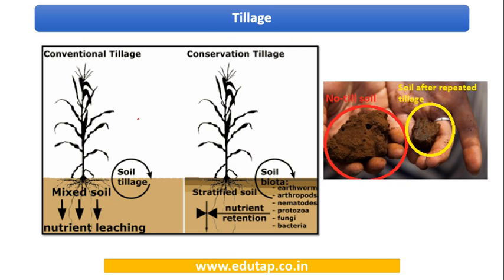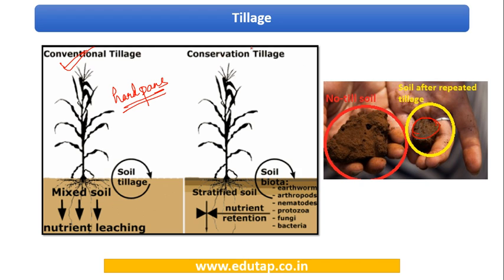Here you can see in the picture that when you perform conventional tillage, there is nutrient leaching taking place. We saw it happens because of the formation of hard pans. And on the right hand side, you can see the soil after repeated tillage. It is like a stone that is formed, very hard. It is of no use to the plants.